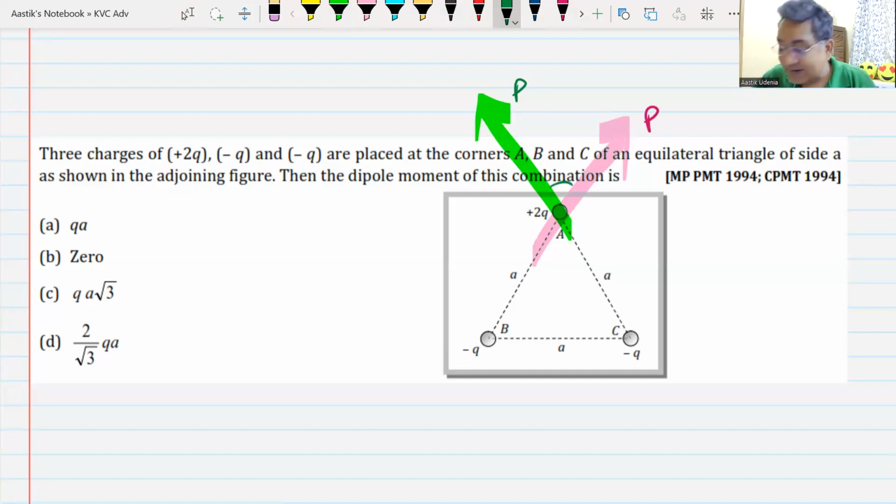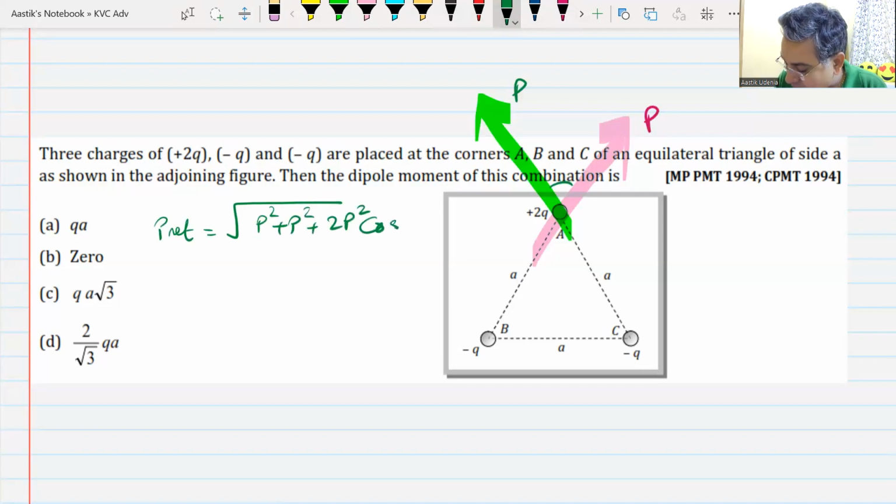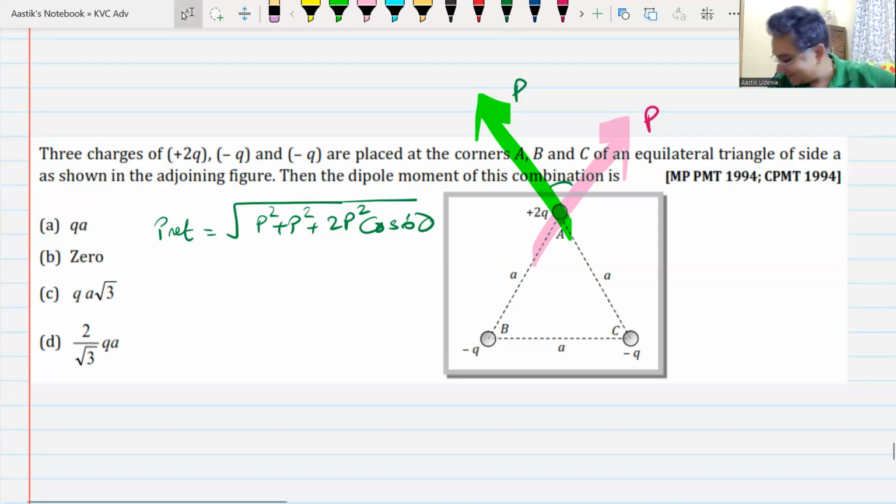These two dipoles are inclined at an angle of 60 degrees. The resultant is the square root of P1 squared plus P2 squared plus 2 times P1 P2 cos theta. Yes or no? Yes, sir. P squared plus P squared plus 2 times P squared cos 60 degrees, and we land up here, root 3 times P. Do we understand this? Yes or no? Understood, sir.